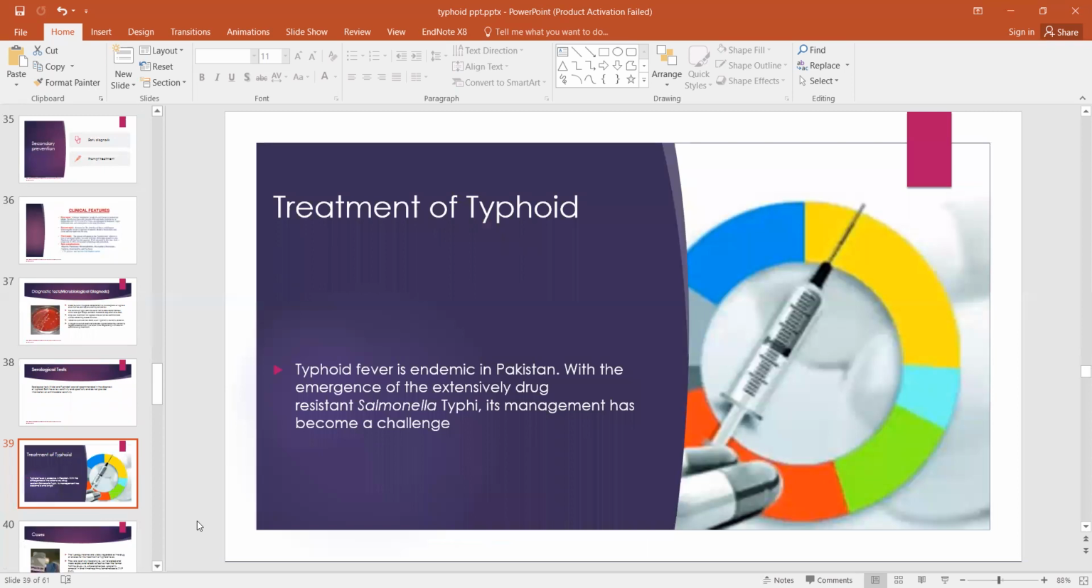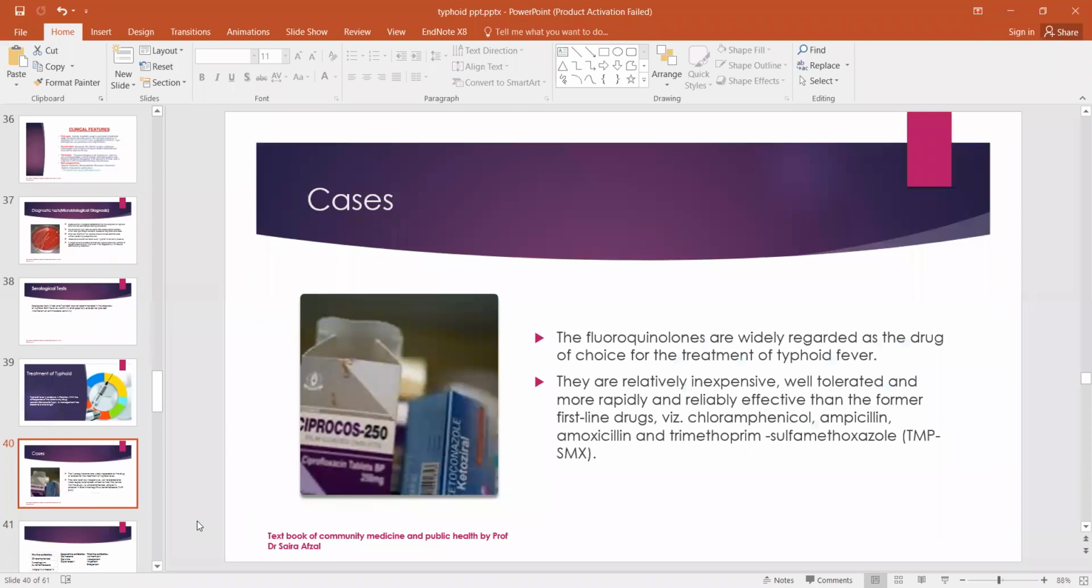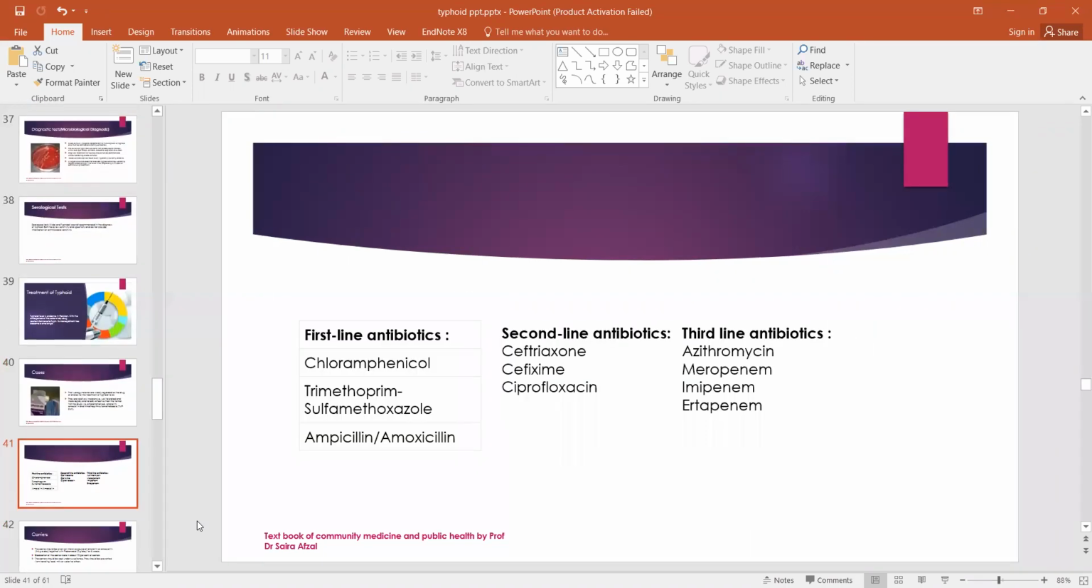Now the treatment of typhoid. Typhoid fever is now caused by extensively drug-resistant Salmonella typhi, and management has become a challenge. In non-resistant cases, the fluoroquinolones are widely regarded as the drug of choice for the treatment of typhoid fever. They are relatively inexpensive, well tolerated, and more rapidly and reliably effective than the former first-line drugs, which are chloramphenicol, ampicillin, amoxicillin, and trimethoprim-sulfamethoxazole.